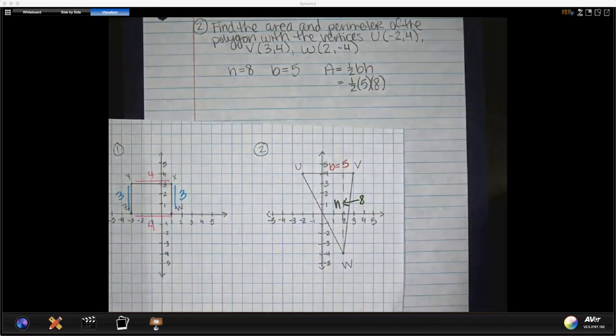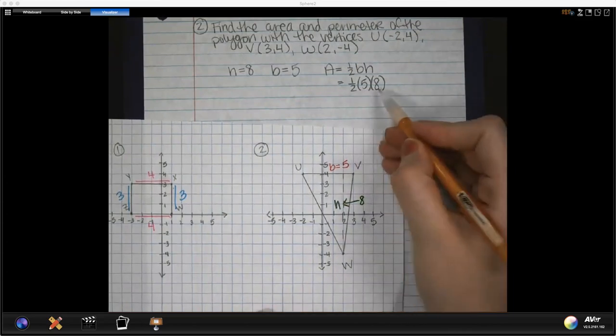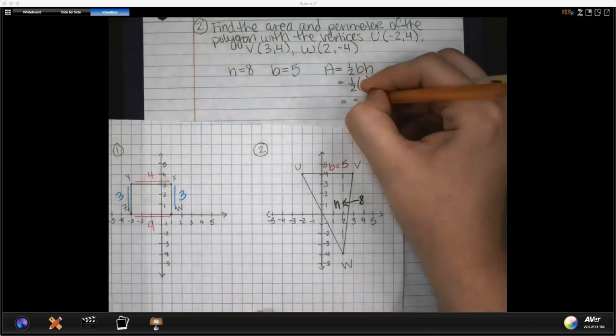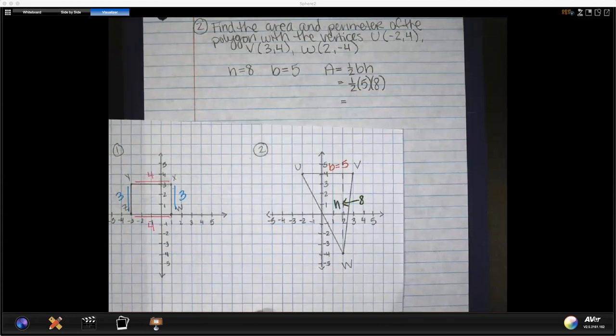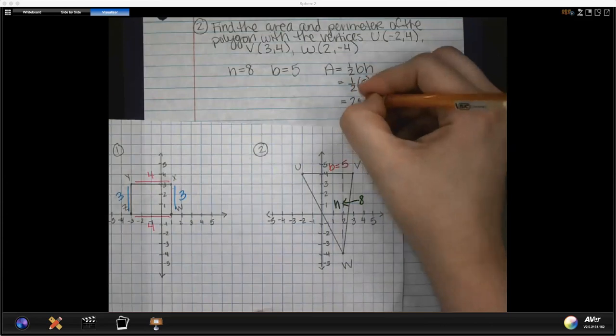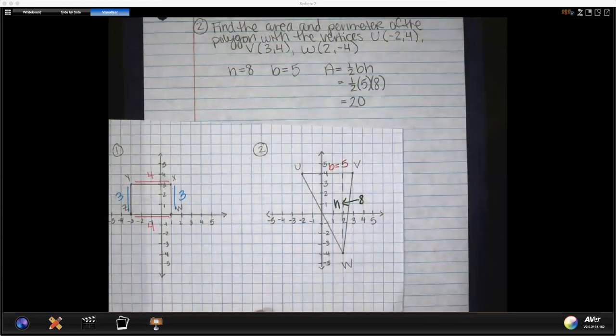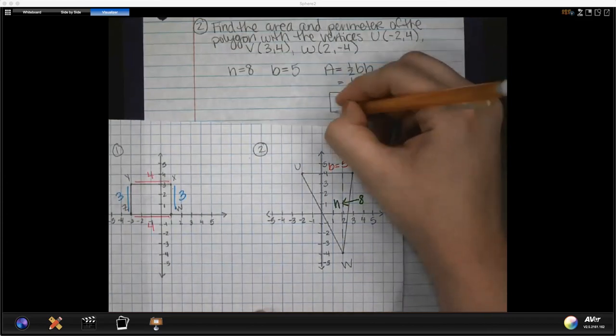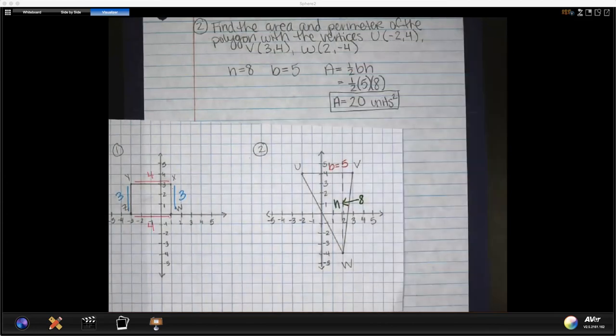Now, when you're finding the area, I always suggest to students, multiply the base times the height, then take half of that. Nine times out of 10, that's going to be an easier calculation than trying to find half of the first number, then multiplying. So 5 times 8 is 40, half of that is 20. And what would we say is our label on that? 20 what? Units squared.